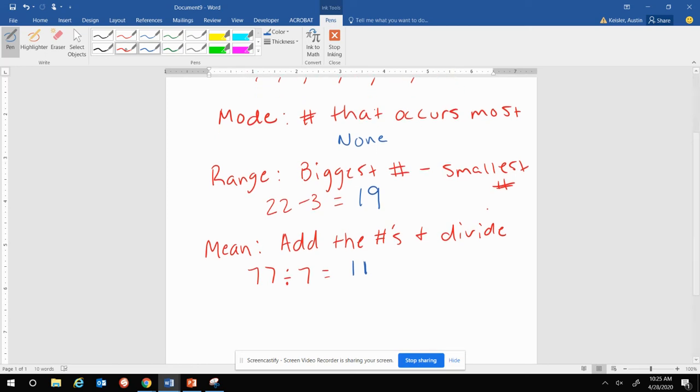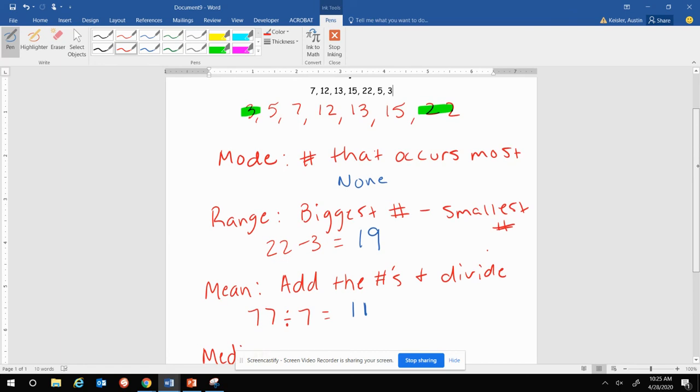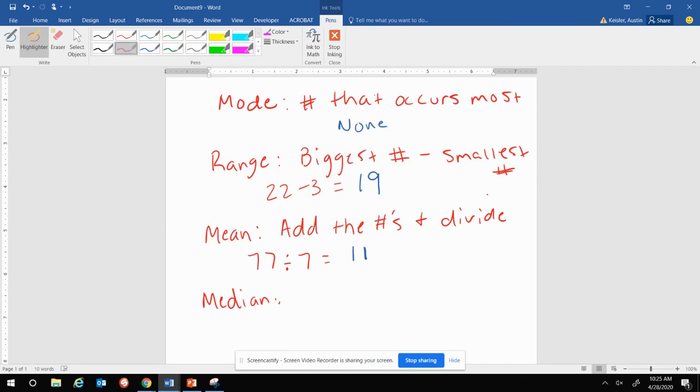Now, median is the middle number. And to find the middle number, I've already ordered them least to greatest, but I'm going to kind of take out the outside 2 each time. So those 2 are out, these next 2 are out, these next 2 are out, and then I only have one number left in the middle, which is 12. And we got 12 for that.